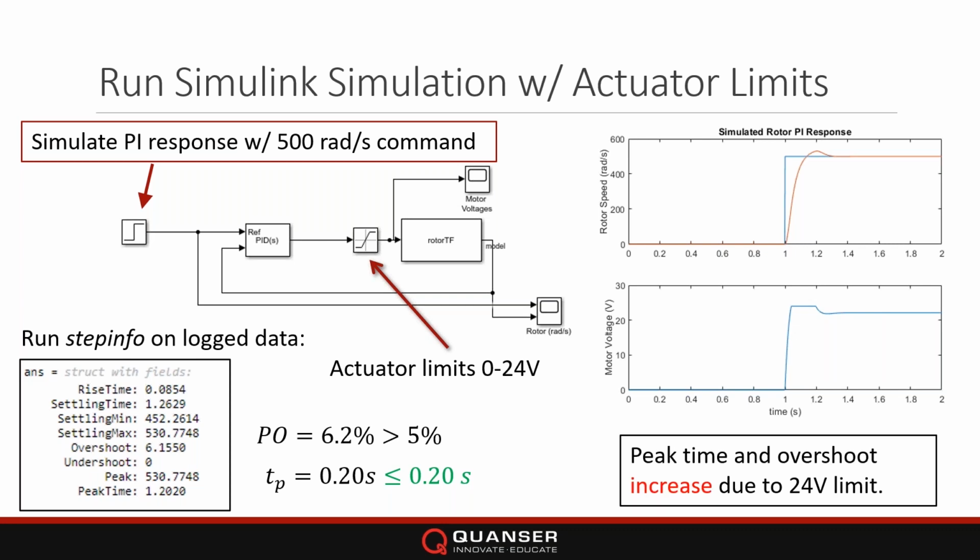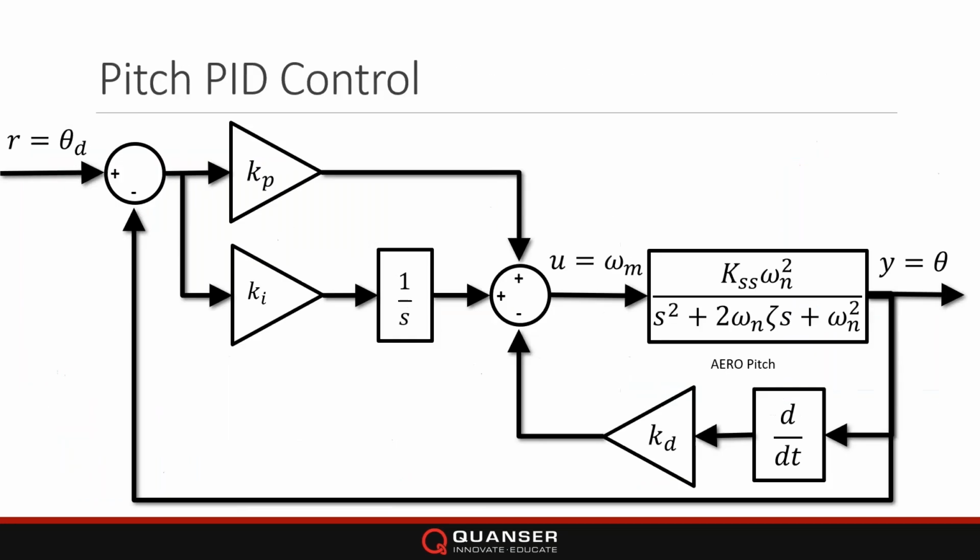So why did the overshoot and the peak time increase? It's because of the actuator limit, right? We're dealing with that 24 volt limit, and that is one of the main constraints and challenges we have in this control design. We need to work with that. Okay, so rotor PI control is done. Now we can move on to the PID control.